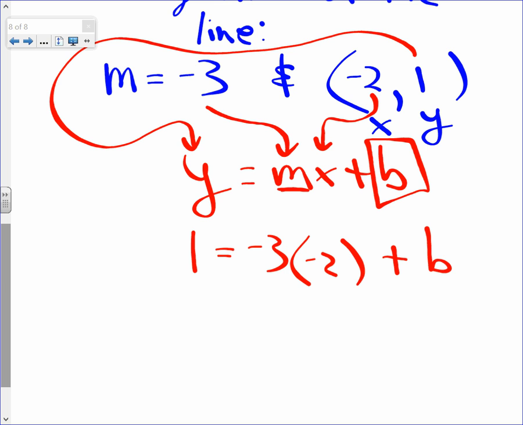So notice how b is still unknown. That's what we're going to isolate. We're going to get b by itself, then we'll know b, then we'll be in a position to write the equation. Because remember, we need two things. We need the slope and the y-intercept. Right now we have the slope. We need to find the y-intercept to write the equation. And we're in business. Let's do it.